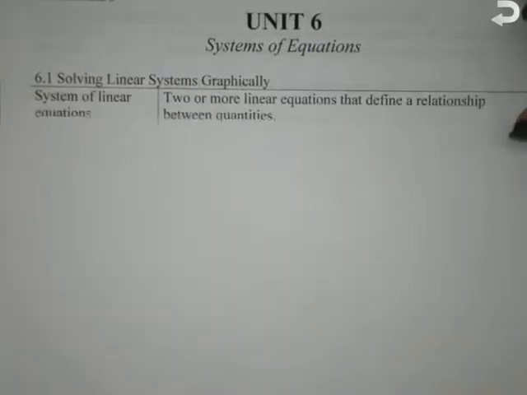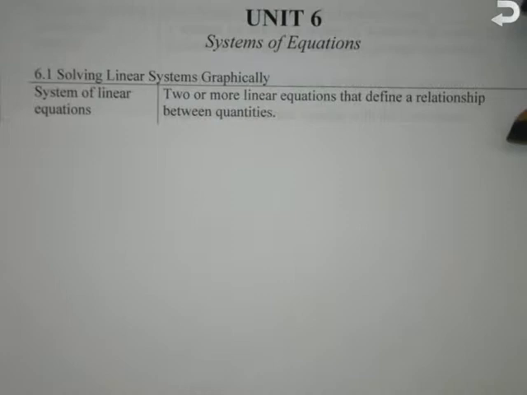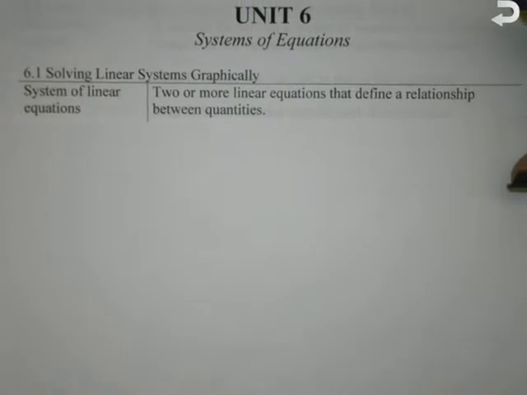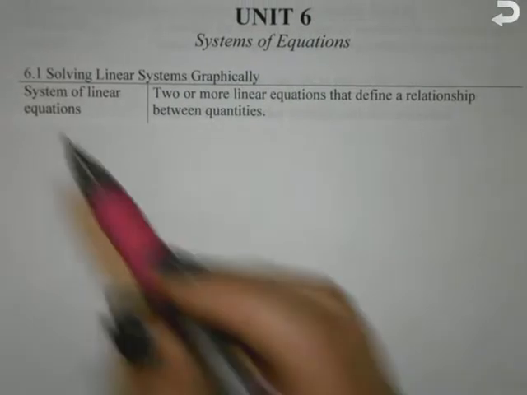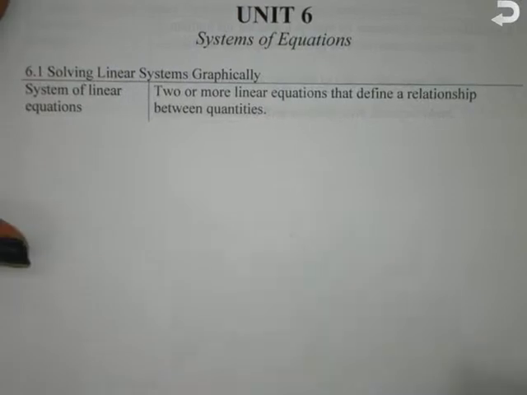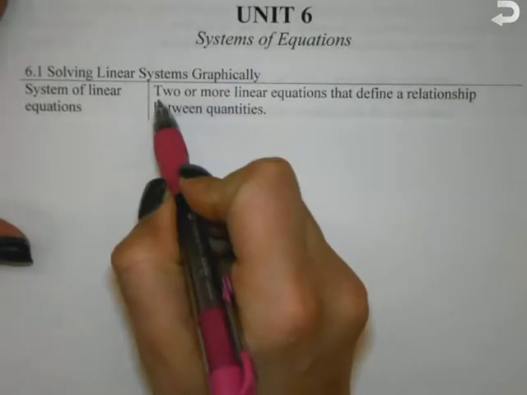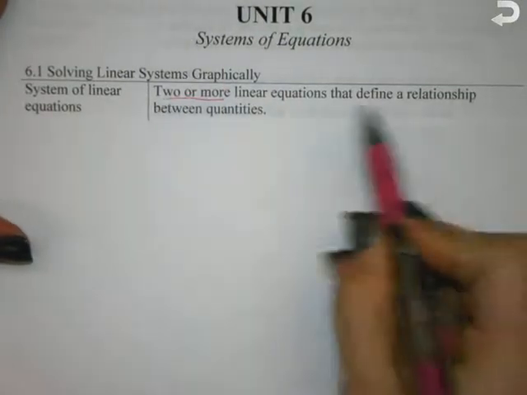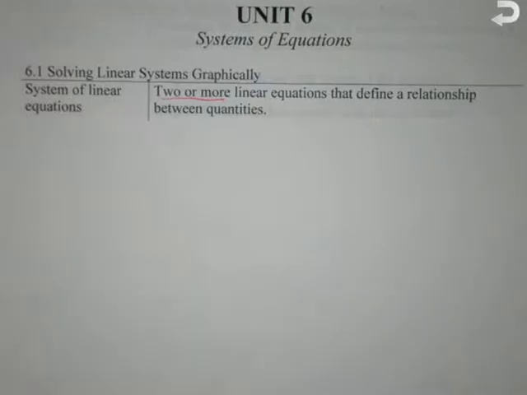Okay, so we have a couple definitions for you before we start. The first definition is the definition of a system of linear equations. A system of linear equations is 2 or more linear equations that define a relationship between quantities. So there will be 2 or more equations put together, meaning we will have 2 or more variables.